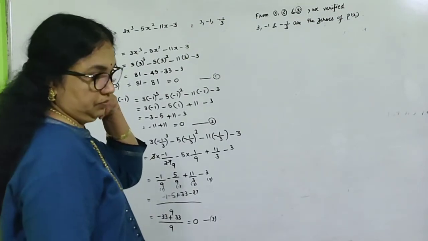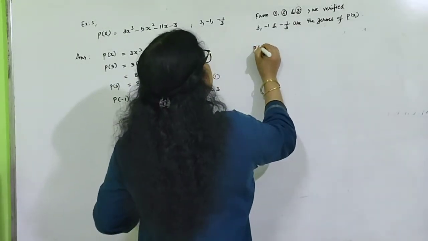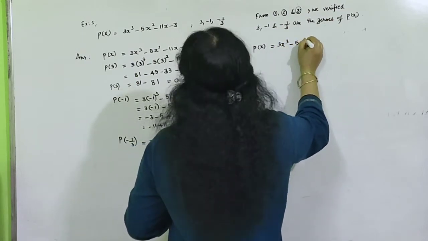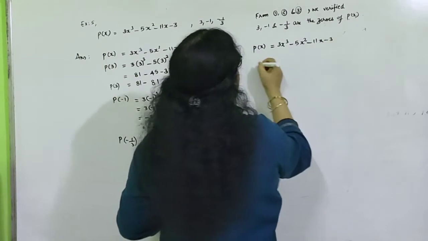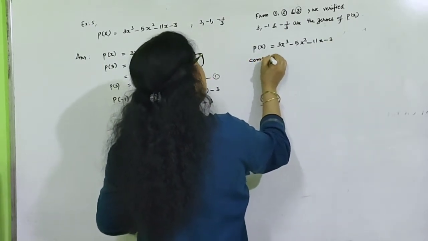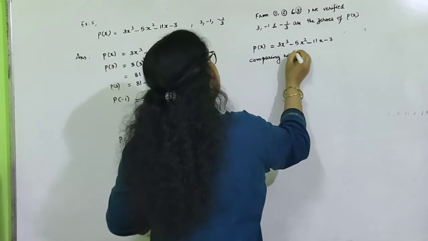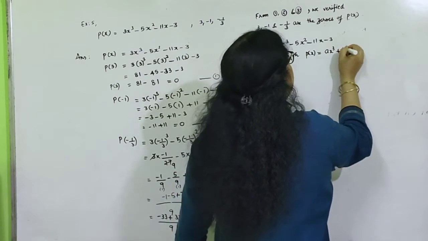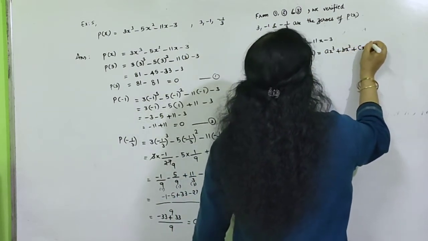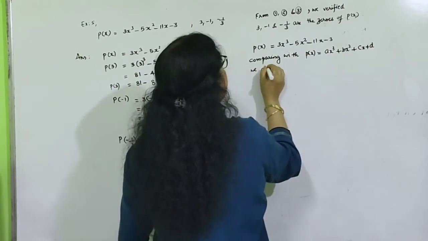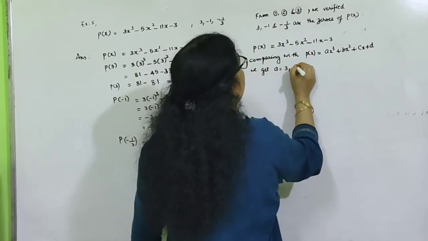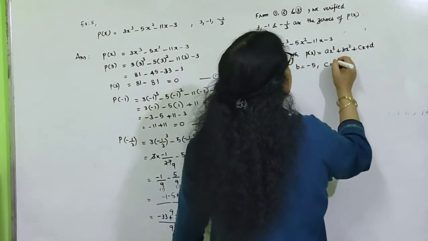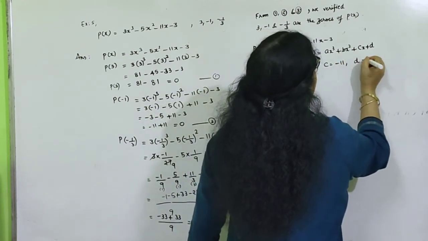For that, for verification, P of x equal to 3x cube minus 5x square minus 11x minus 3. Now comparing with P of x equal to the general form ax cube plus bx square plus cx plus d, we get a equal to 3. What is b value? Minus 5. C equal to, that is the coefficient of x, minus 11, and d is the constant, that is minus 3.